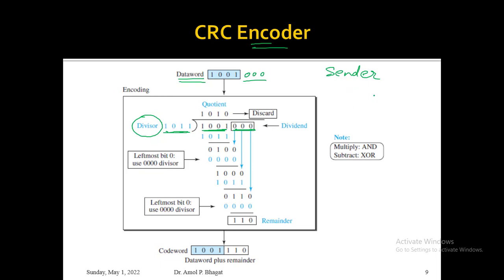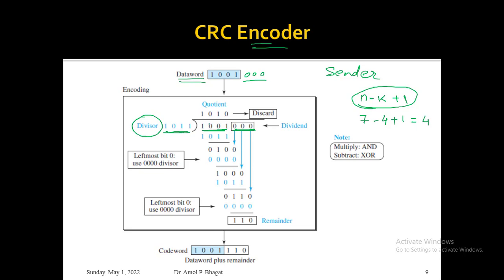Because I want a code word of n bits and the data word size is k, therefore the divisor size will be n minus k plus 1. So I want 7 bits of code word, data word size is 4 bits, plus 1, so the divisor will be of 4 bits, right? So therefore a 4 bit divisor is selected. So here 1011 has been selected as divisor.